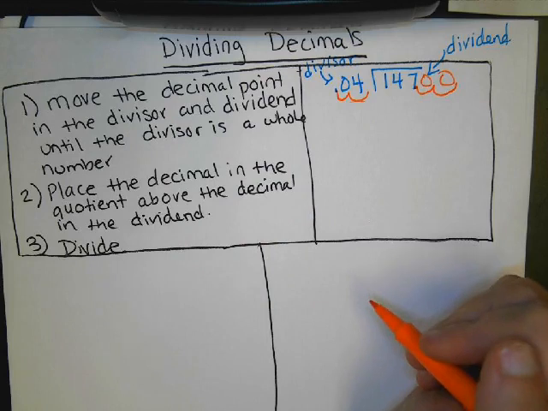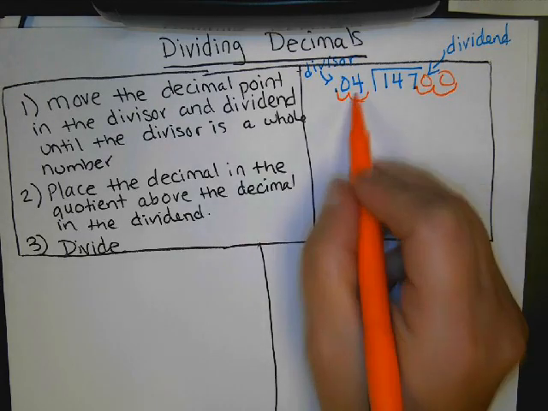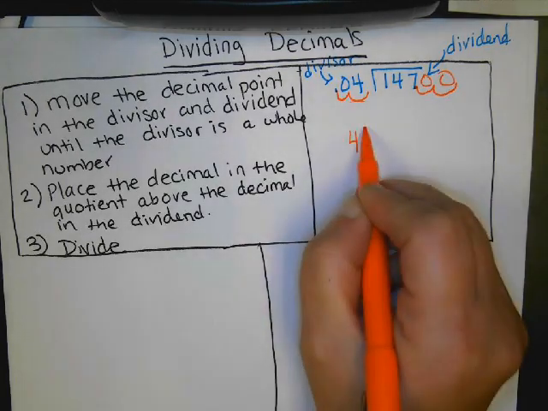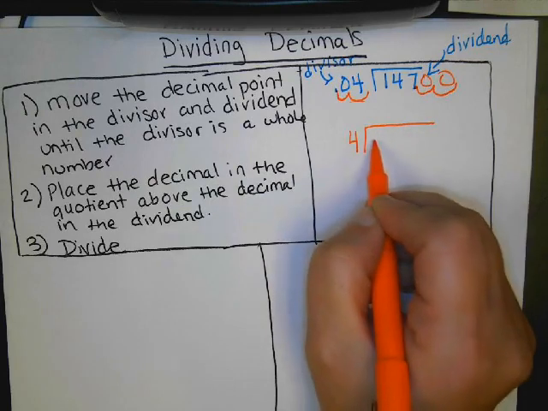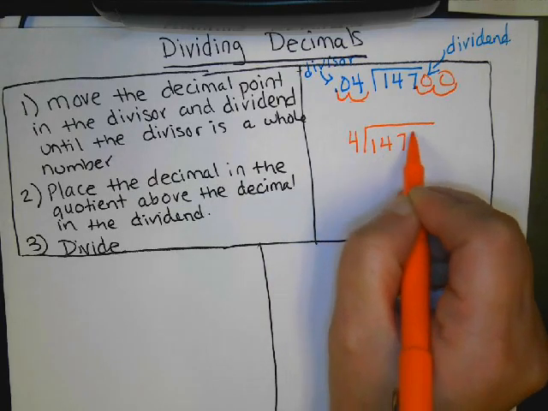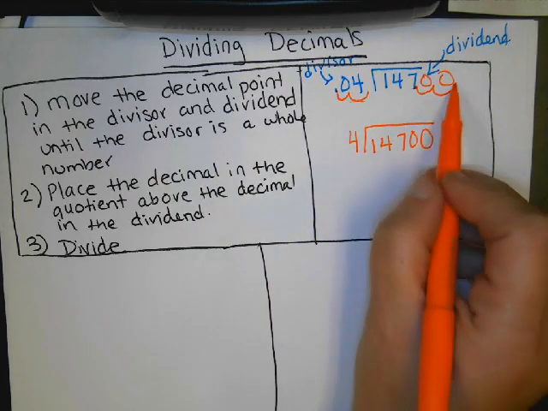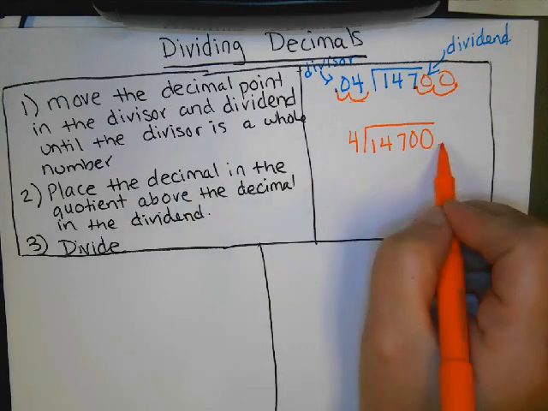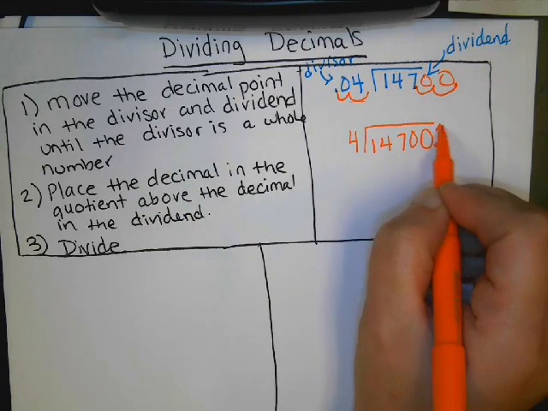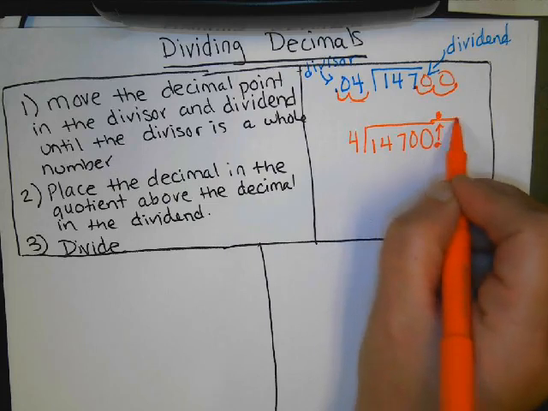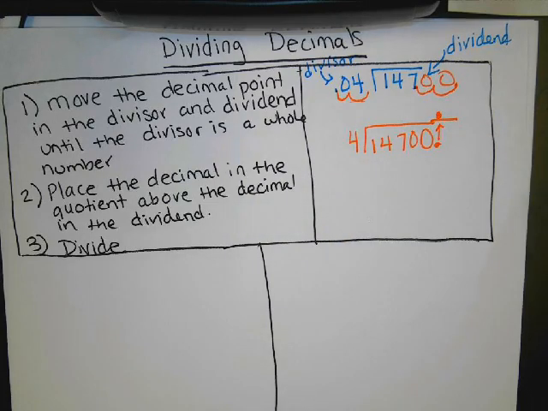So now we can rewrite this problem. We make this a whole number, 4 going into 14,700. This is where our decimal ended. So step 2 says we take our decimal and move it straight up to where our quotient's going to be. Now we can start dividing.